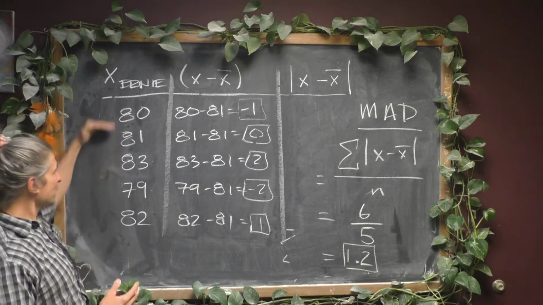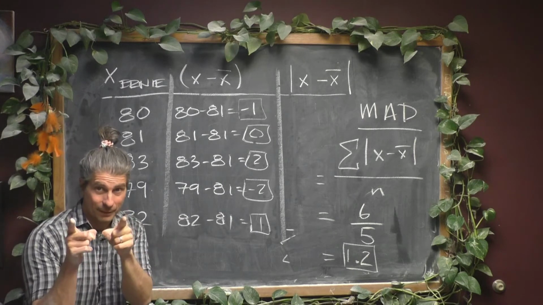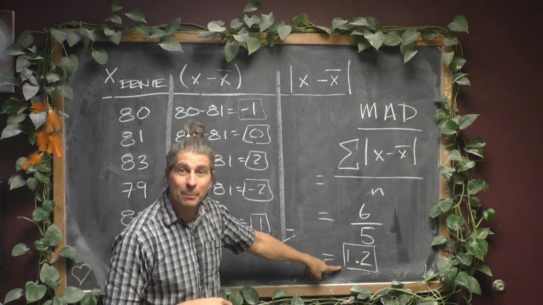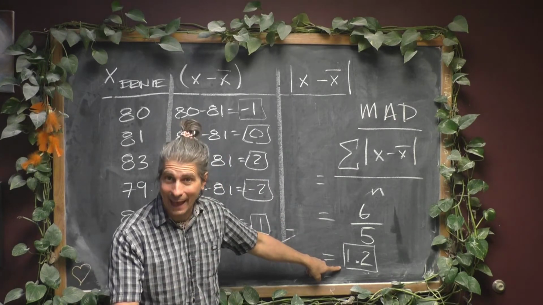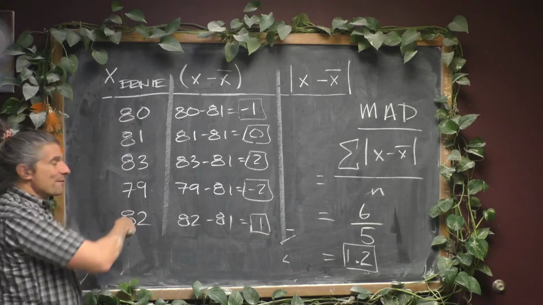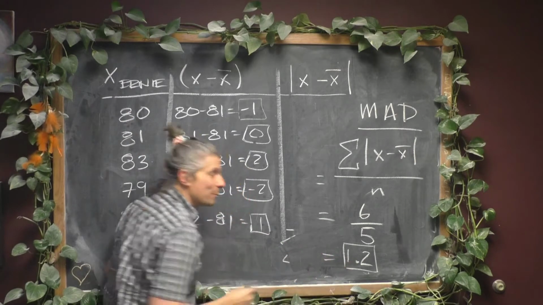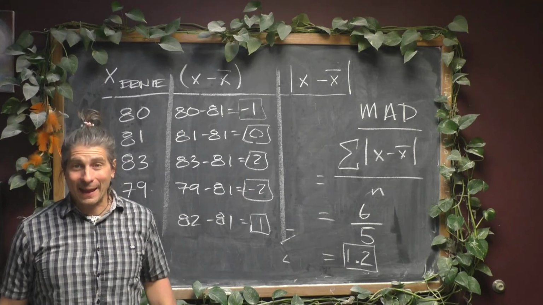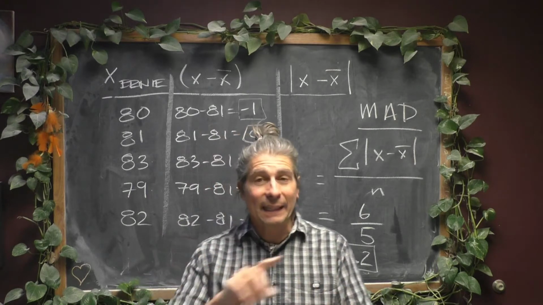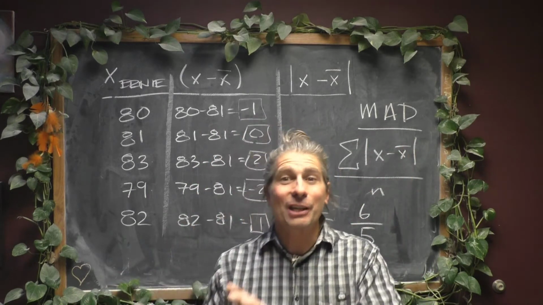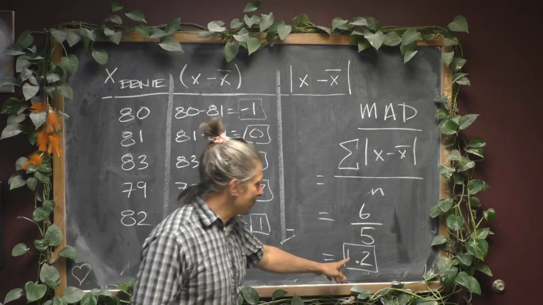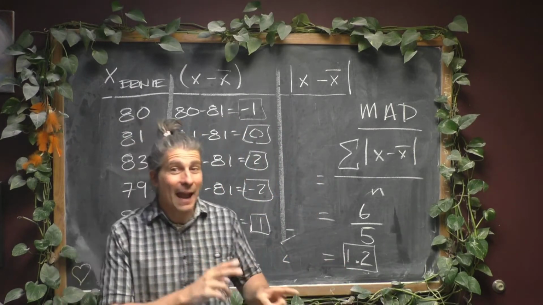Remember, his average test score was 81. That means his mean absolute deviation being 1.2 implies that, on average, his exams vary 1.2 points away from that 81. It's a way of describing the variability in his sample data. So on average, he's 1.2 points away from his average.